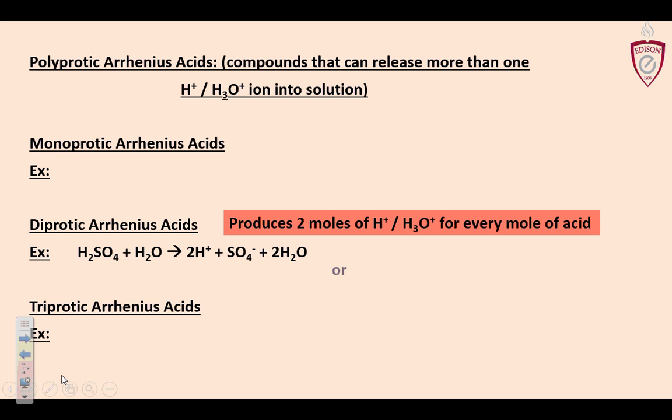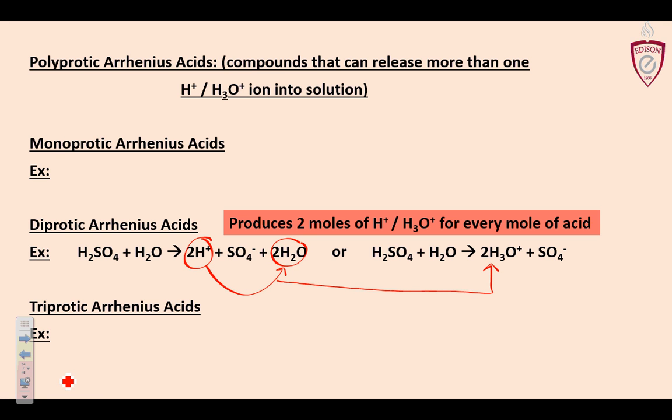Another way you could show this, with the hydronium ion in there, is my H2 in the H2SO4 becomes two H3Os. Can I circle them real quick? So the two H plus ions hook up with the two waters to form the two H3Os. These two equations are showing us the exact same thing, because remember, H plus and H3O plus are synonymous. And if you check for conservation of mass, both equations are in fact balanced as well.